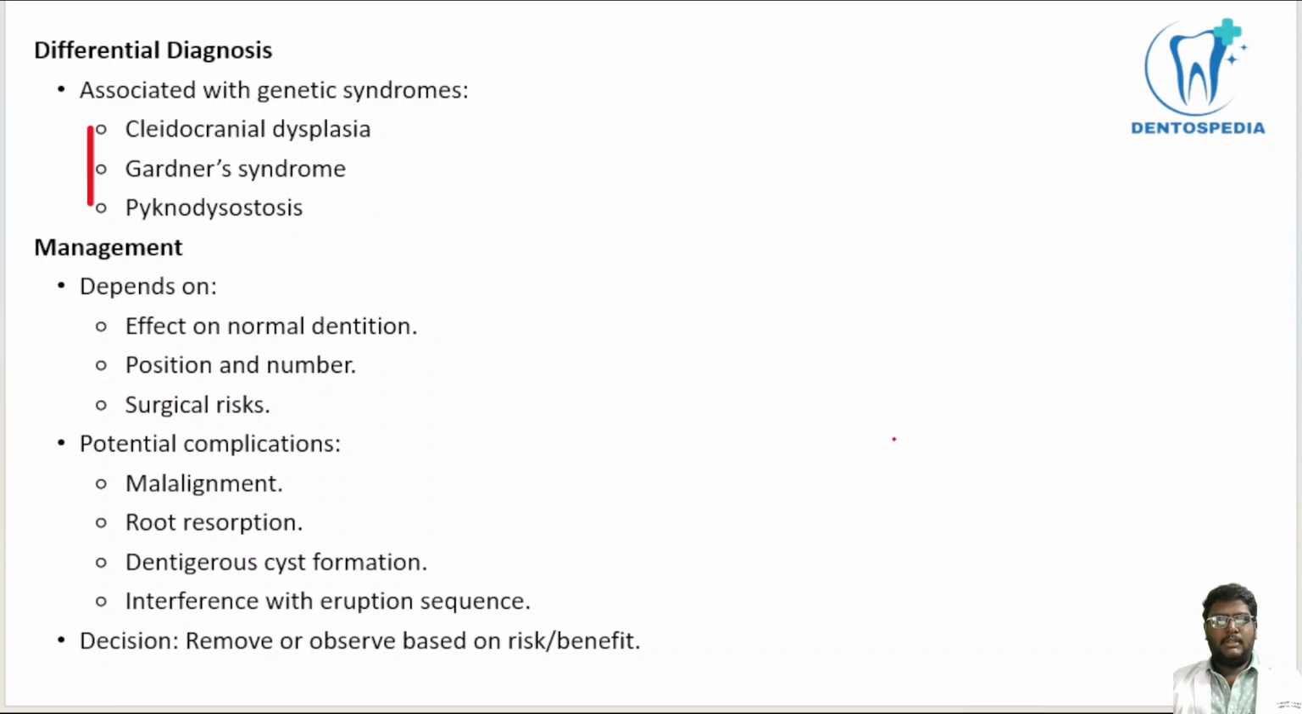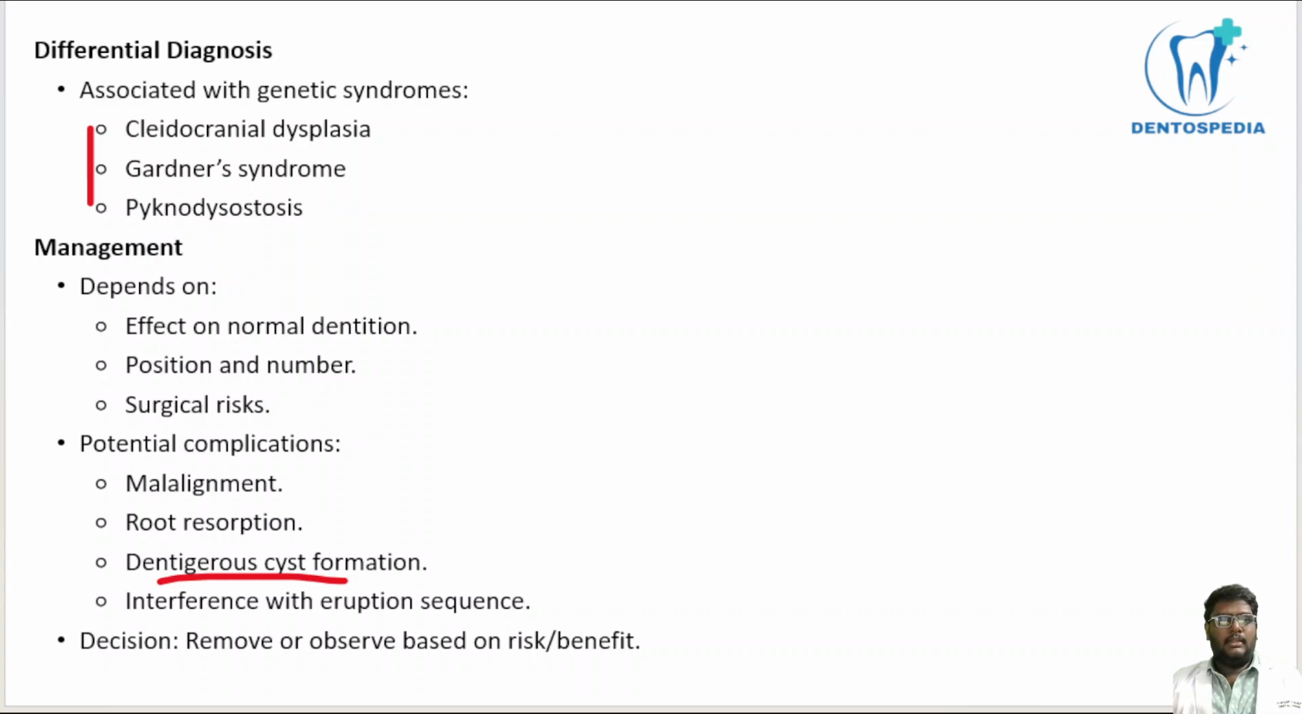Coming to the management, most of the supernumerary teeth can be extracted without causing any problem, and then we can go for fixed orthodontics if we need it. We have to look out for certain dentigerous cysts. Usually they're associated with impacted teeth. So we have to look out for these cysts, and if there is any cyst present, we have to clear the cyst, and then go for orthodontic treatment.